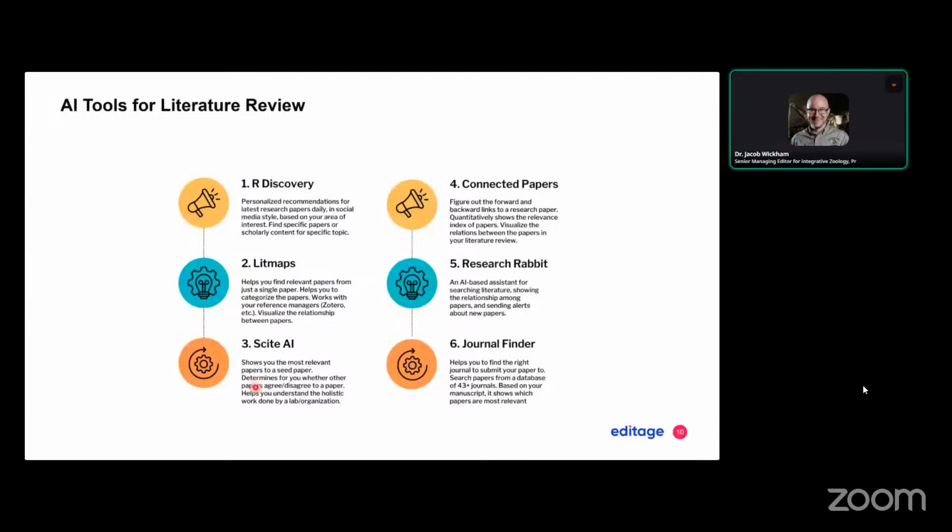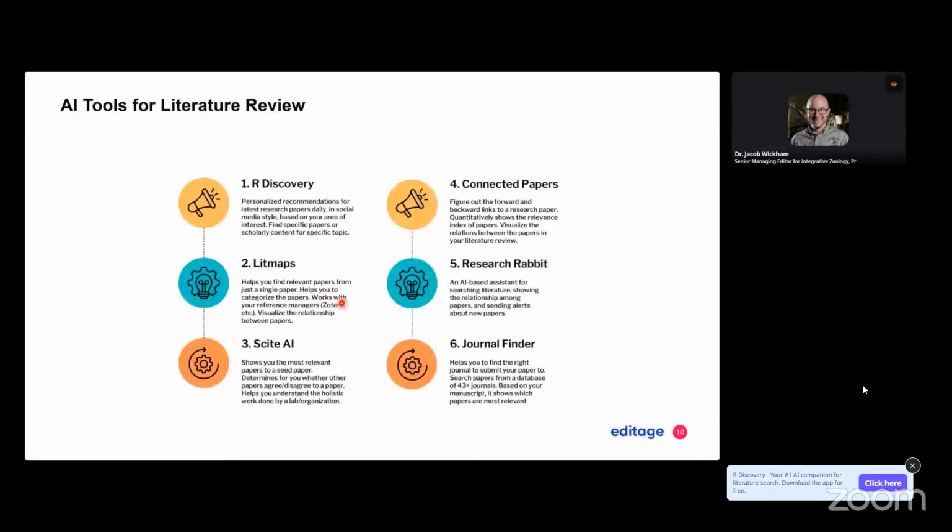And then there's other tools as well, and there's even a journal finder that helps you with your journal selection for where you want to submit your paper. A couple of these, for example, LitMaps, are already integrated with some reference managers as well. So if you have EndNote or Zotero, not only can it help you find your papers, but it can help you categorize them, and then you can input the paper into your reference managing tool.